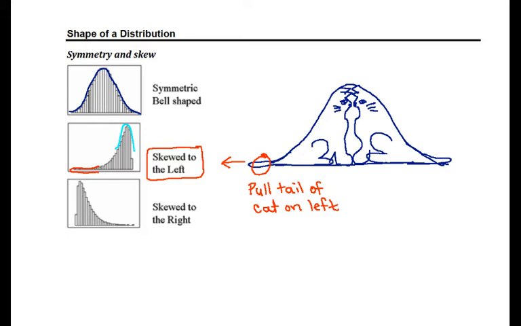So same idea here with the right. If we pull the tail of the cat on the right, then we end up with a distribution that is skewed to the right. So skew direction is indicated by the tail.